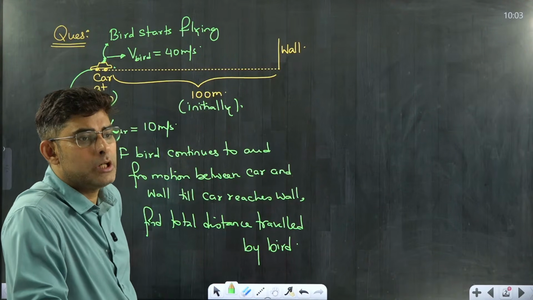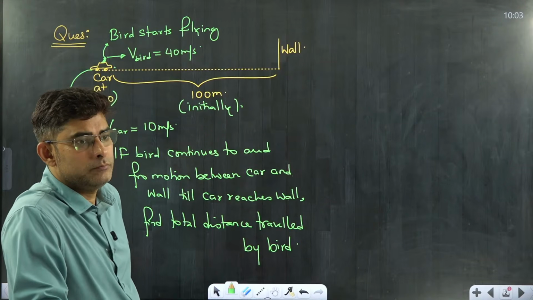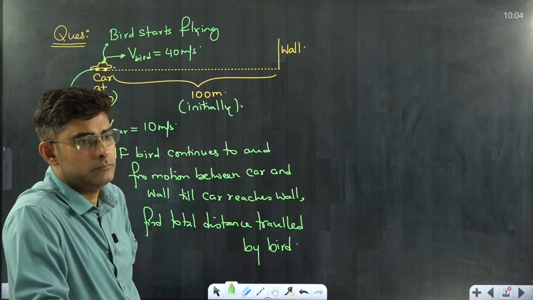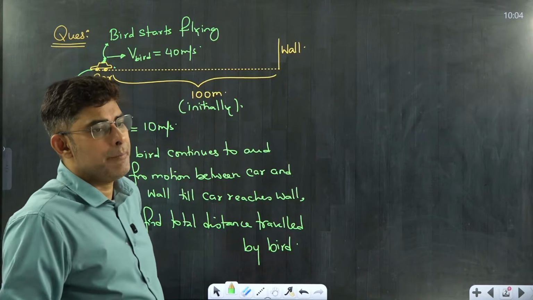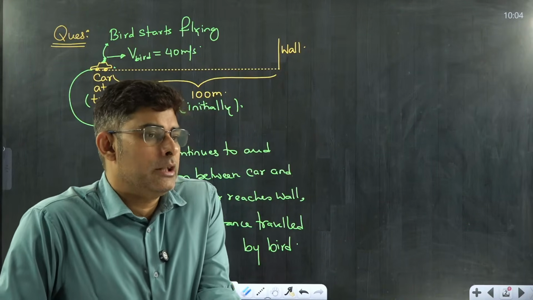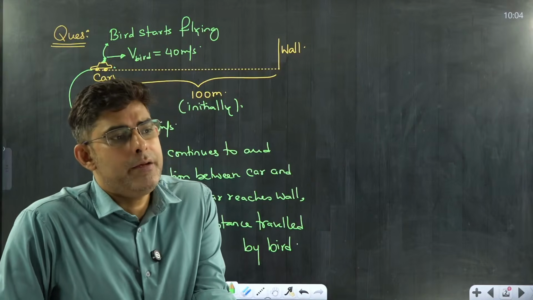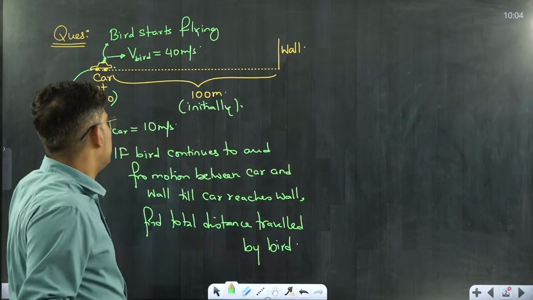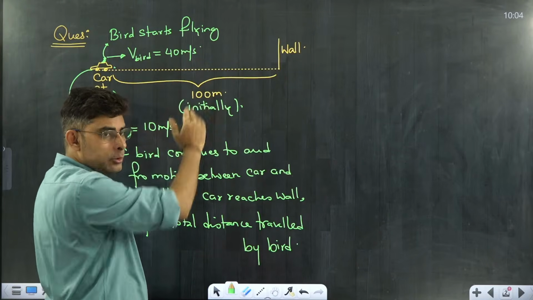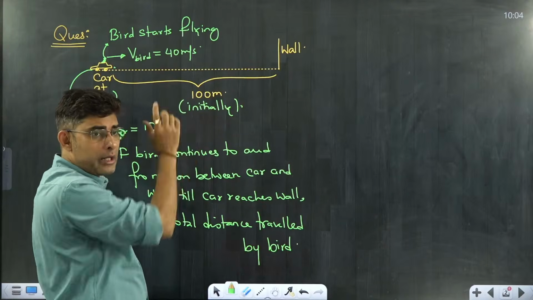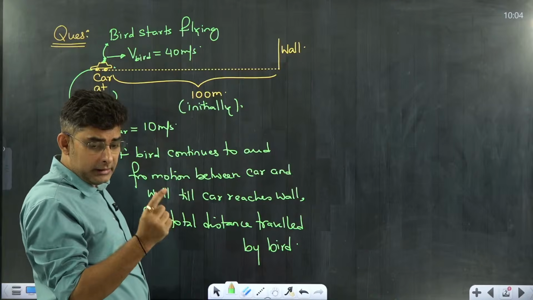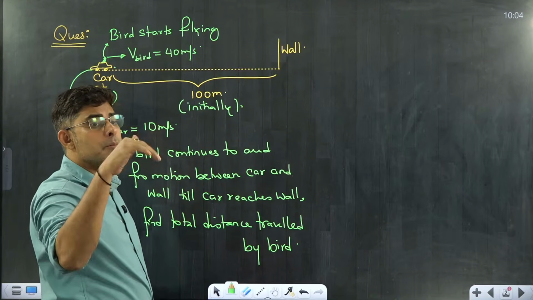Okay, some are telling 4 trips, 3 trips and so on. No beta, it is wrong. Now think what will happen. The number of trips will be infinite. Why? Theoretically it will be infinite because as the car comes closer and closer, the bird will have to travel lesser distances and its speed is large. So it will take lesser time, so it will make more trips.